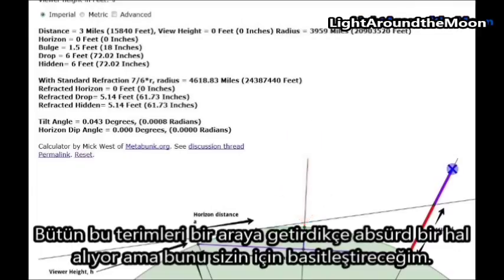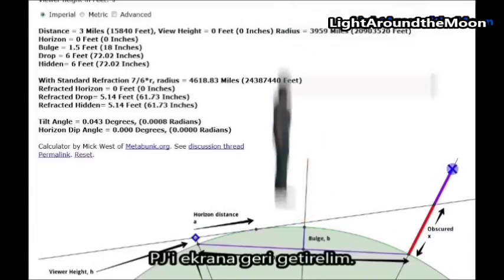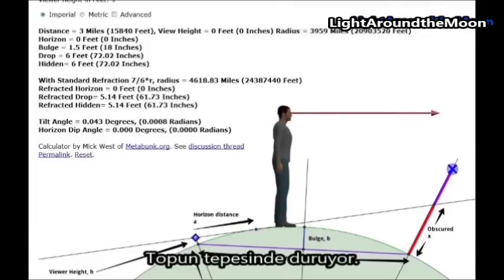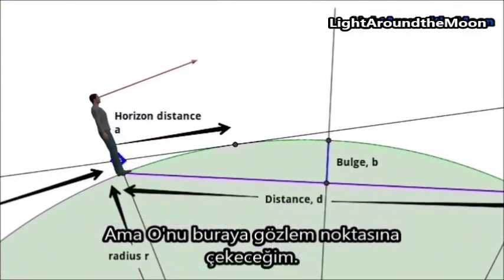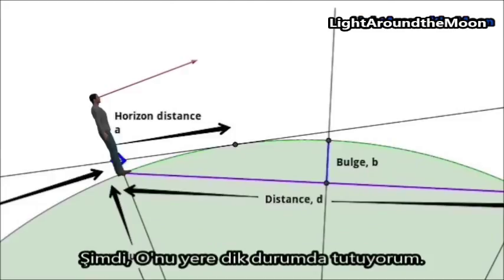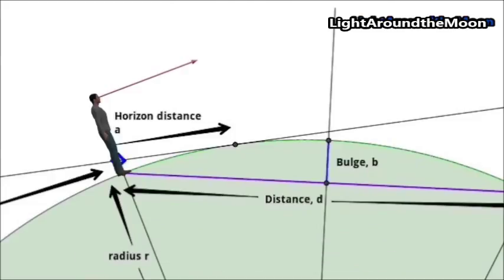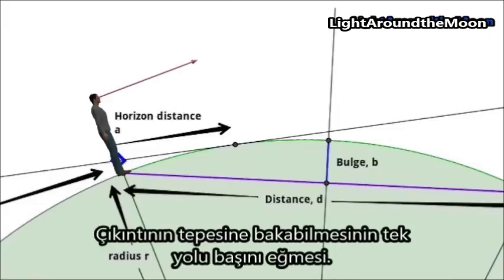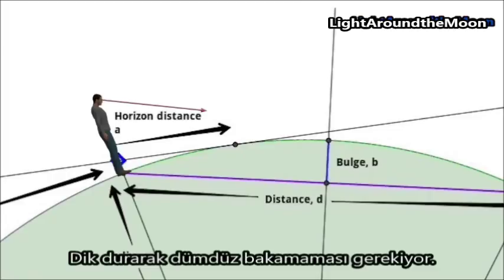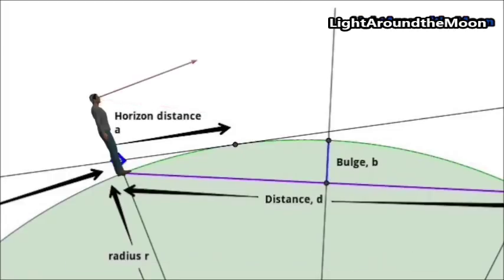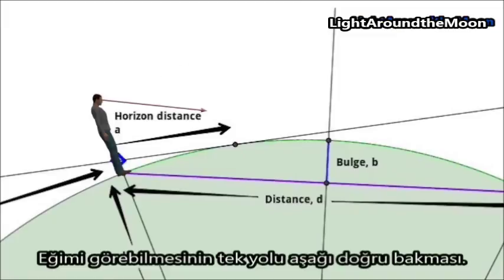But let me just simplify all of this for you and bring PJ back into the picture. Now, he's standing on top of the ball, right? But I'm going to slide him over to the observation point here. Now, I'm keeping him perpendicular to the ground. Do you see the problem? The only way he could be looking toward the top of the bulge is if he's tilting his head down. He'd have to be looking down. He couldn't be standing straight up, looking straight out. The only way he's going to see the curve is if he's looking down.